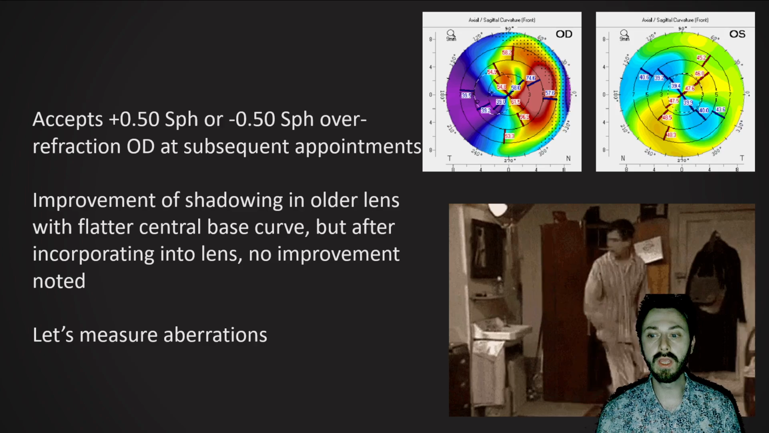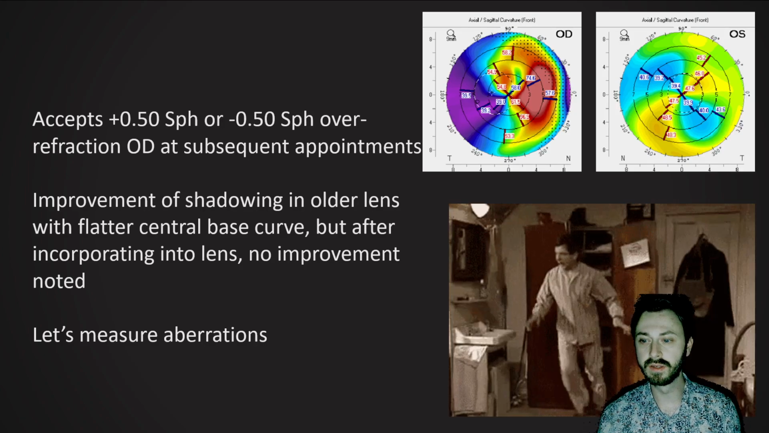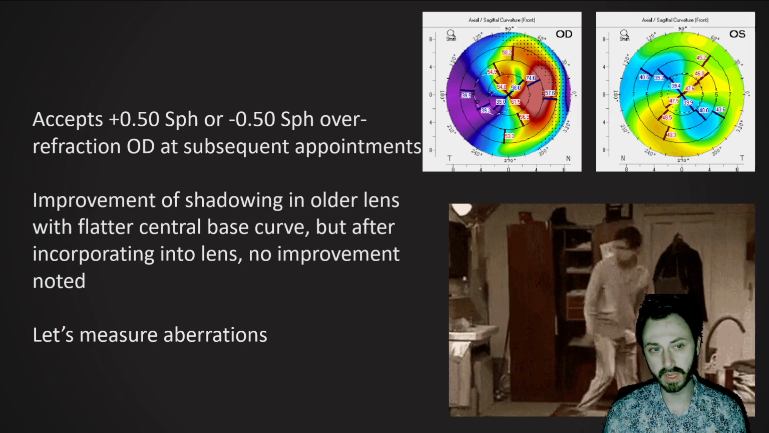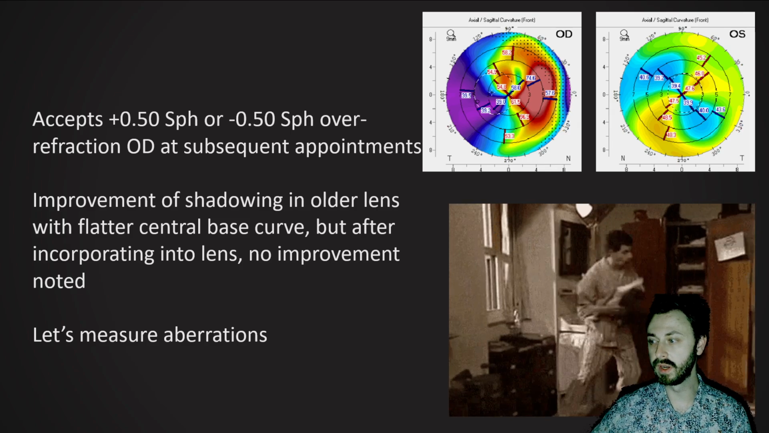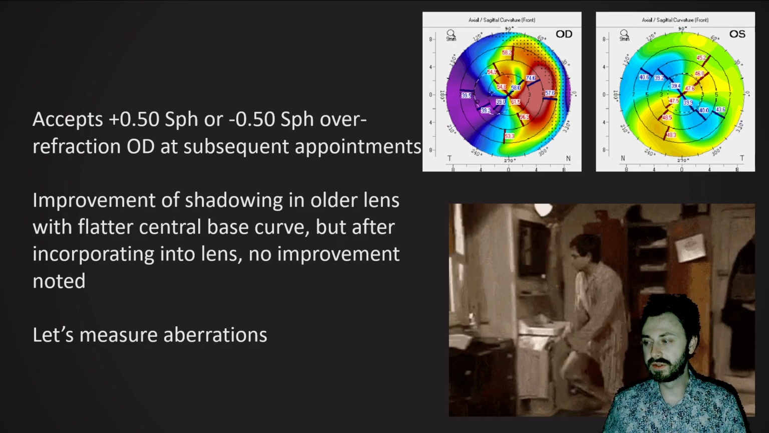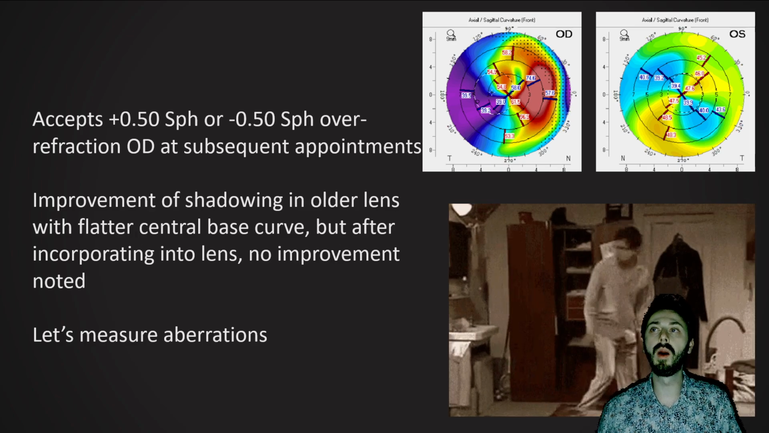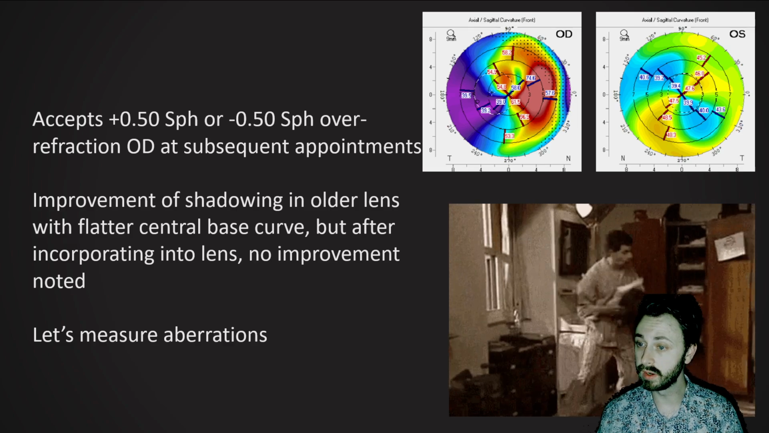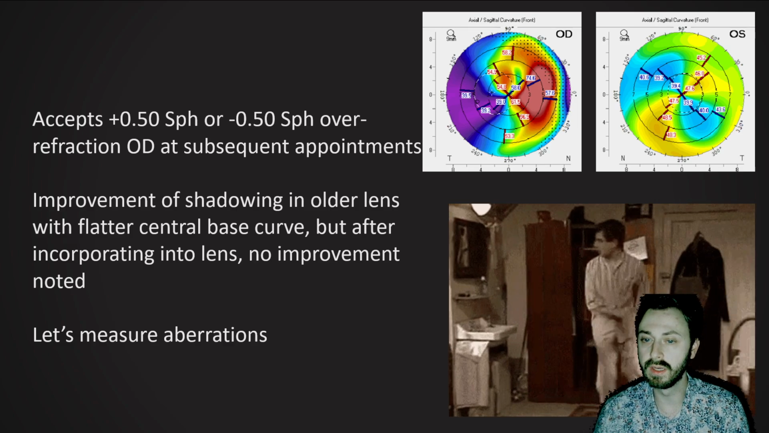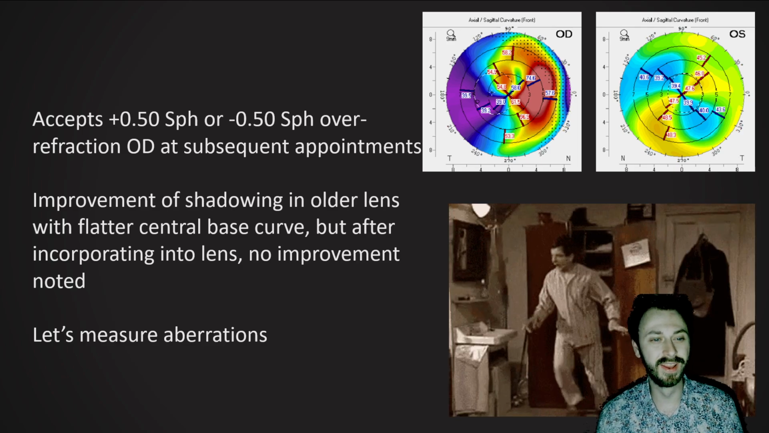So we made multiple revisions to her lens. And like Mr. Bean here, we're going back and forth and back and forth. We're going plus 0.50 sphere, minus 0.50 sphere, plus 0.50 sphere, minus 0.50 sphere. She always seems to be bouncing between refractive options, and she promises that it's better when we trial frame it, but then once we get the lens in, she's not happy. And then we have to order another one.